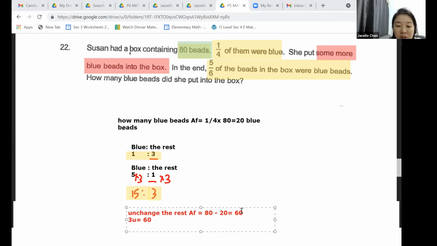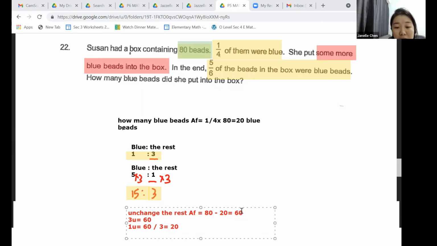So I can easily find 1 unit, which is going to help us to solve the rest of the question. Every time when you find 1 unit, you can solve for the rest of the question very easily if you reread the question properly again. So my advice is, every time you find 1 unit, read back to the final sentence, see what they want. In this case, they want to find how many bits did she put into the box. So okay, let me find 1 unit is equal to this.